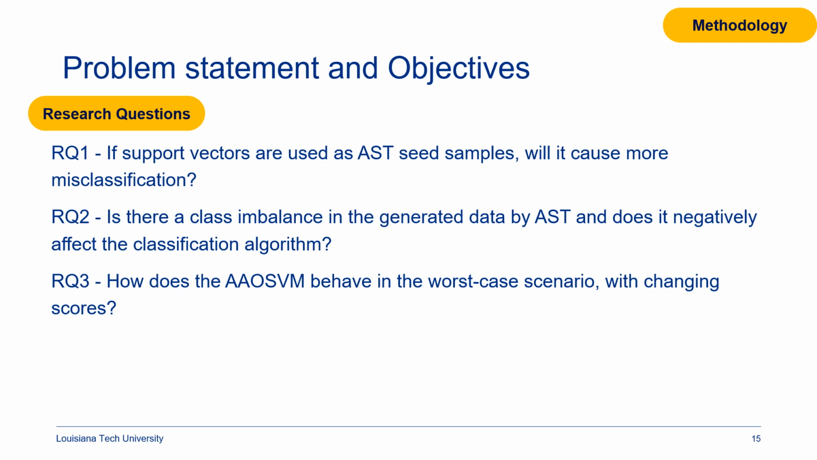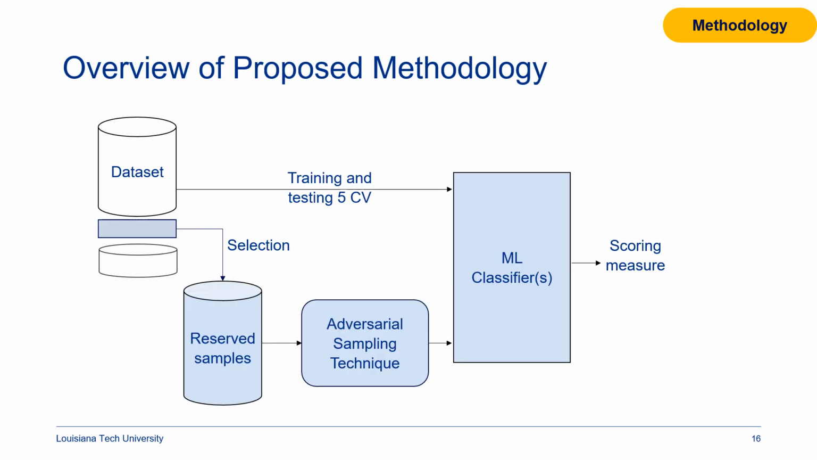We had three research questions. First, if support vectors are used as adversarial sampling technique seed samples, will it cause more misclassification? Second, is there a class imbalance in the generated data by the adversarial sampling technique, and does it negatively affect the classification algorithm? And third, how does the adversarial aware online SVM behave in the worst case scenario with changing scores?